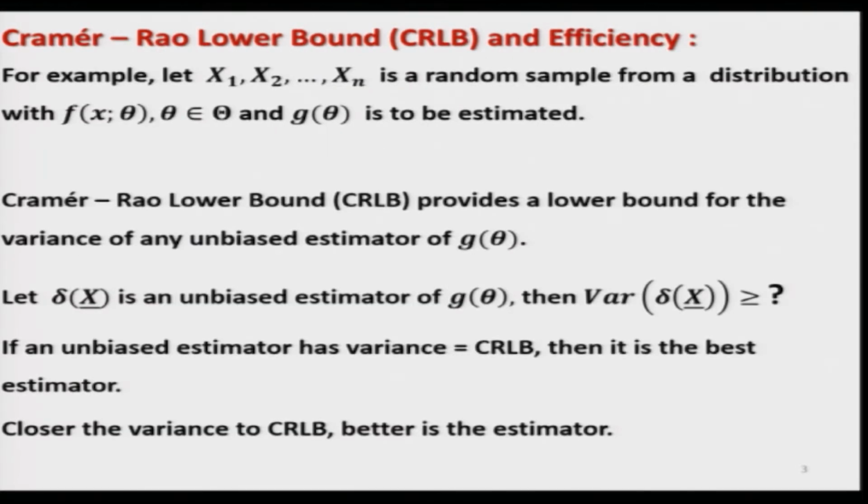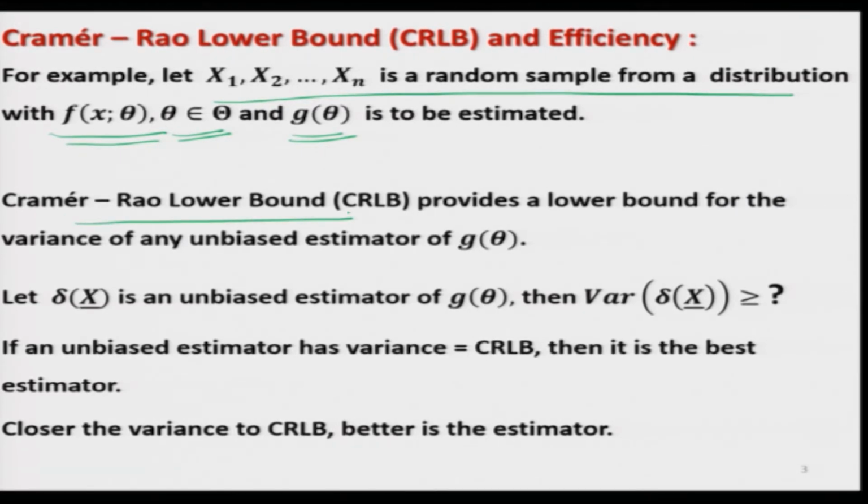Now I first try to state what the Cramer-Rao lower bound is, how it is related to efficiency, and what this result is. In order to use this Cramer-Rao lower bound, there are some conditions which have to be satisfied. So now we try to understand them one by one. Let x1, x2, ..., xn be a random sample from a distribution with f(x, theta), some probability density function or probability mass function, whatever you want. Theta belongs to the parametric space capital Theta, and g(theta) is the parameter that we want to estimate. So g(theta) can be theta, or it can be a function of the parameters involved in it. The Cramer-Rao lower bound, briefly called CRLB, provides a lower bound for the variance of any unbiased estimator of g(theta).